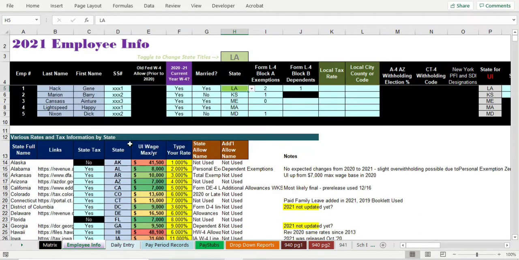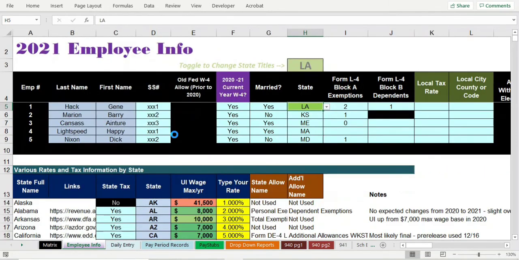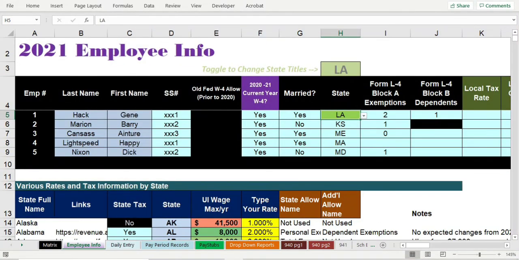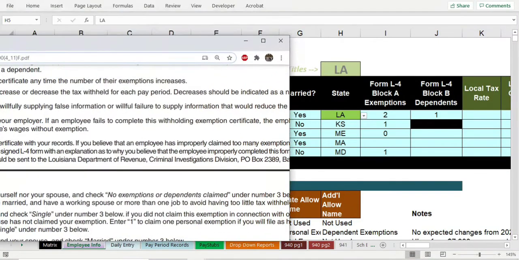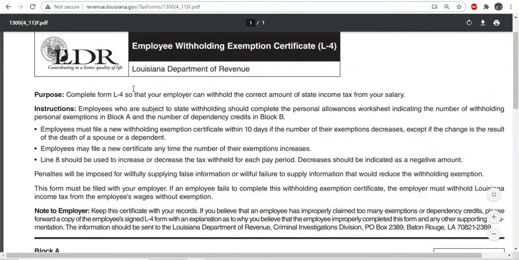It's darn COVID. Anyway, let's talk about taxes here and payroll tax in the state of Louisiana. This is the first year I've done Louisiana. And let's talk about how you calculate payroll tax. It's kind of a little tricky. It's one of the trickier states, but let's start it out with the W4 version for Louisiana, which is the L4.